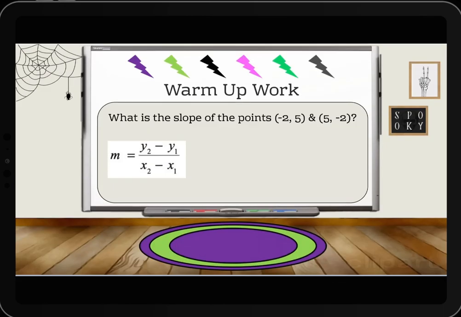Starting with a little bit of a warm-up, we recall that to determine the slope between two ordered pairs, we have x1, y1, x2, y2. So for slope, we have negative 2 minus 5, all divided by 5 minus negative 2. Here we have negative 7 divided by 5 minus negative 2, which is positive 7. So we get a slope of negative 1. So we should get a slope of negative 1 for our warm-up here today.